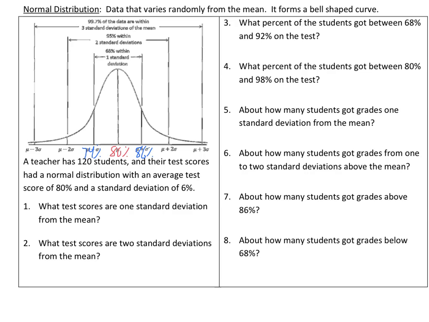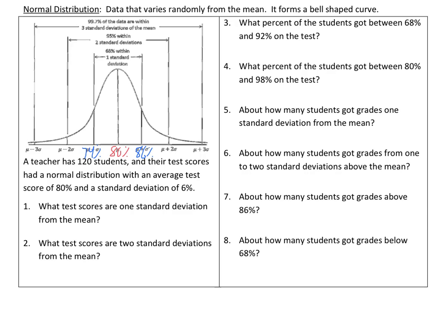So what that means is, if you got an 80% on the test, and this was a bell-shaped curve, you're right in the middle with everybody. Got it? Over here, 86% to 74%, that range, 68% of the students were in that range.